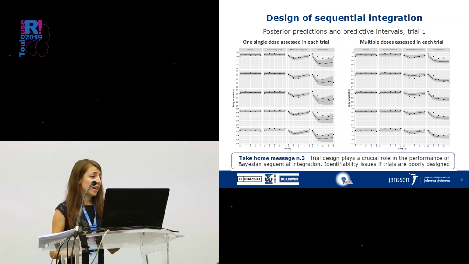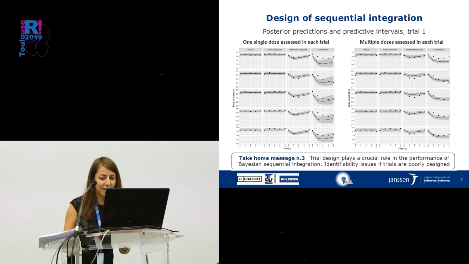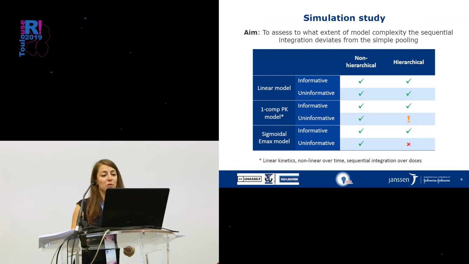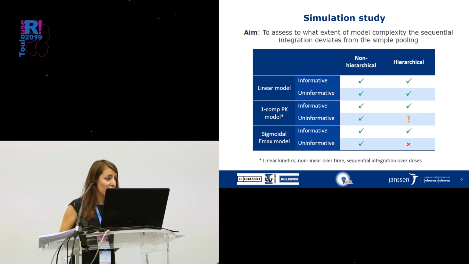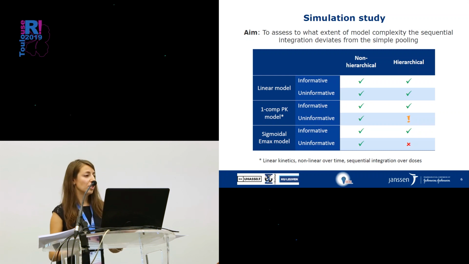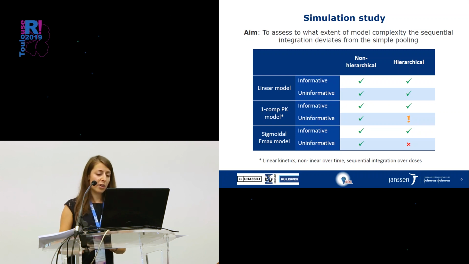So what I did later on was to do a simulation study. You can see the slide very soon, yes. So in this simulation study, what we did was to compare the Bayesian pooling, so just pooling the trials all together, with the Bayesian sequential integration, again using different models. So we start with a linear model, very simple, and then we continue with two different nonlinear models, just to see if we can confirm our results.